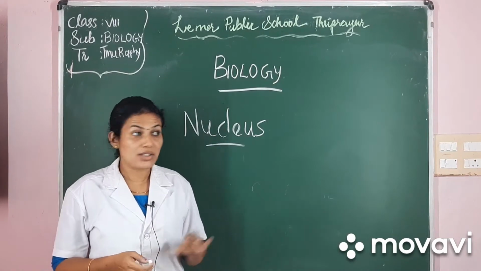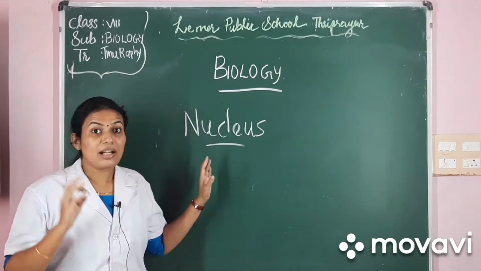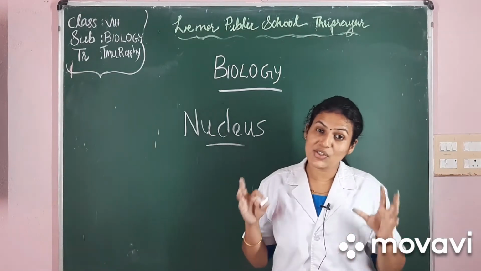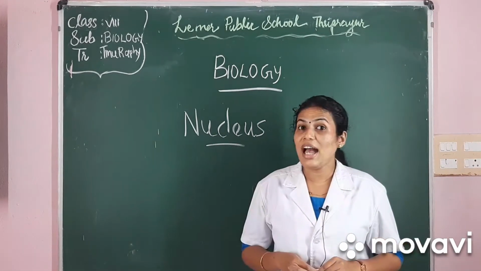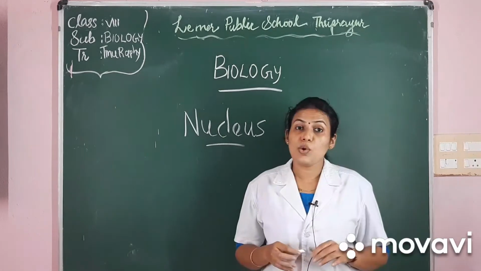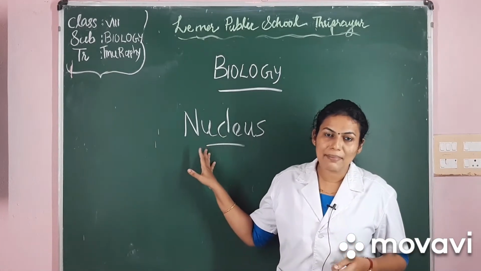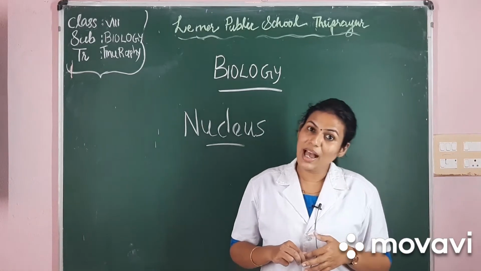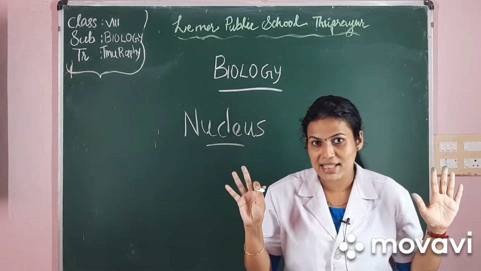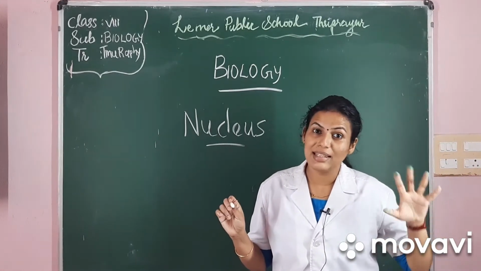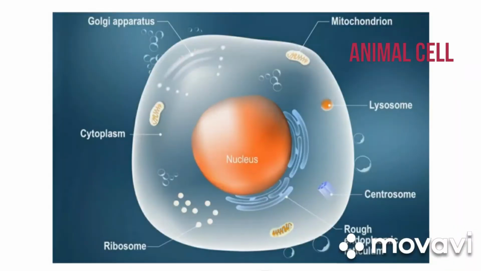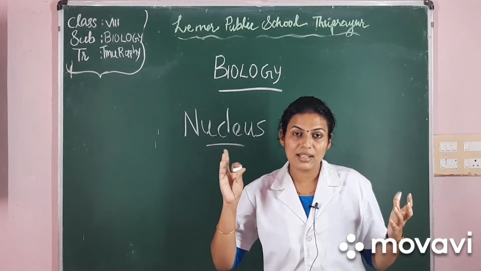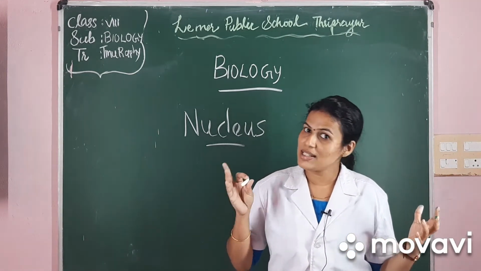As I mentioned in the live class, nucleus is the most important component of a living cell, and it is a large spherical body present in the cell. We have learned about staining technique, isn't it? So when we stain a cell, nucleus can be seen easily through the microscope. We have seen the model of animal cell and plant cell. In animal cell, nucleus lies at the center of the cell, whereas in plant cell, it is present in the peripheral region of the cell.